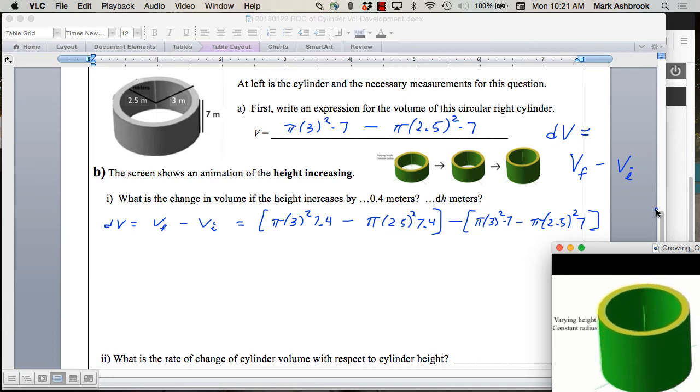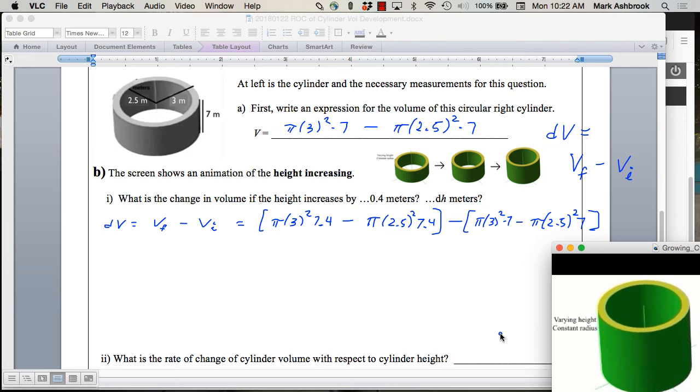Okay, how'd you do? Check what you wrote. Is this what you wrote? So your volume final is going to look like that same one I wrote, but with 7.4 in there because the height changed up to 7.4. And then the volume initial is just what we wrote, right? The volume initial is just what we wrote.